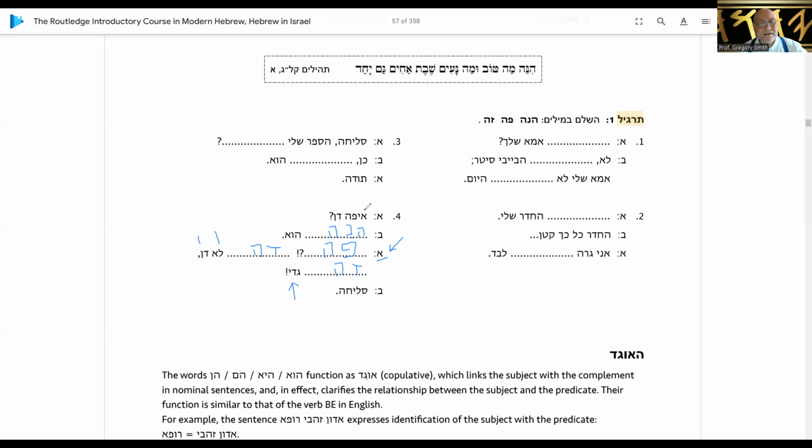Look at that there. So you have Efo Dan. Where is Dan? That's the question. And then somebody answers here. Hine who? Here he is. And then here's the response. Po? Here? Zeh lo Dan. This is not Dan. That's not Dan. And then he follows up by saying Zeh Gadi. So, okay, so I think it's going to be Hine, Po, Zeh, and Zeh.